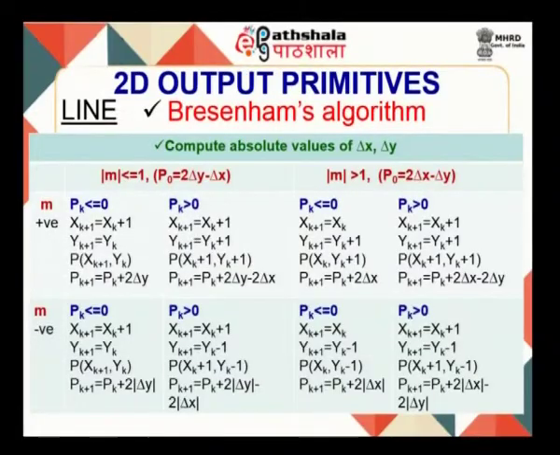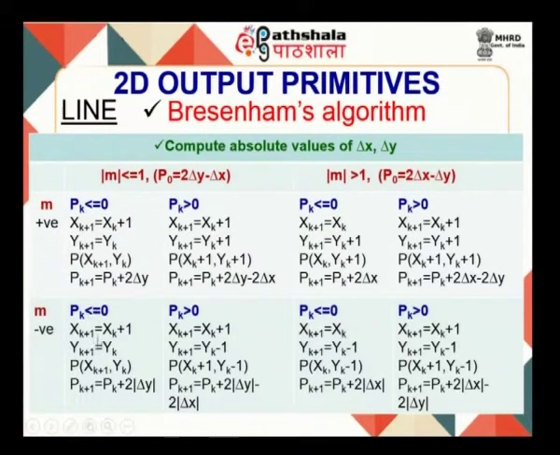As you see in the slide here, for all possible line types everything is summarized. If m is less than 1 and m is positive, what should you do? What set of equations should you use? If m is greater than 1 and m is positive, what set of equations should you use for the p k less than 0 and p k greater than 0 cases? The same thing is summarized for the negative case, that is, if m is less than 1 and m is negative, the line is inclined towards the x axis, but while x increases, y decreases. That is what a negative slope line is.